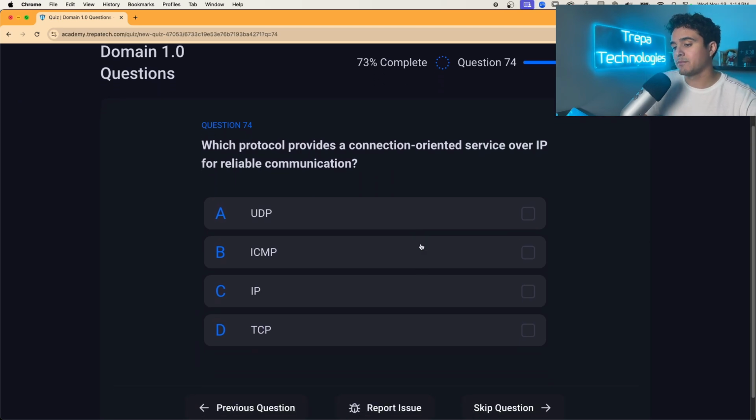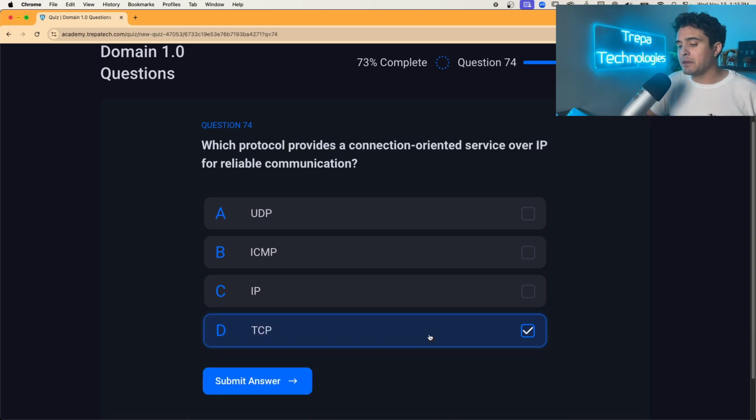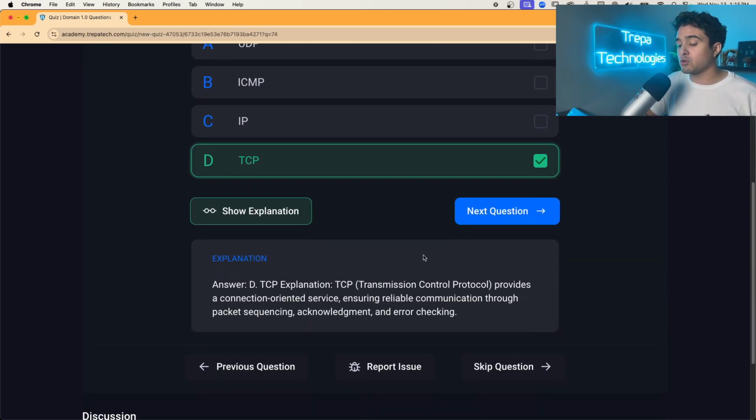Question 74. Which protocol provides a connection-oriented service over IP for reliable communication? This is going to be Transmission Control Protocol. We've had a couple questions in this similar vein. It's important that we understand reliable, connection-oriented equals TCP. But yes, that is the Transmission Control Protocol. Go ahead and pause the video if you'd like to read the explanation.